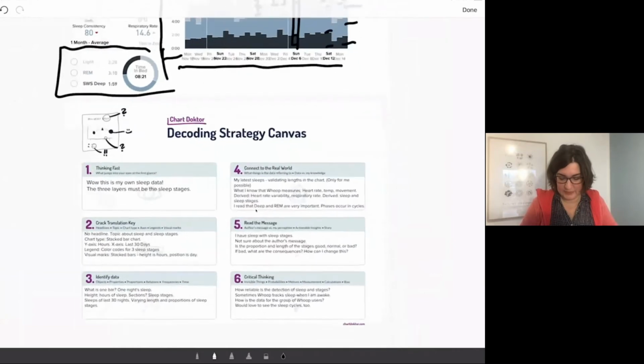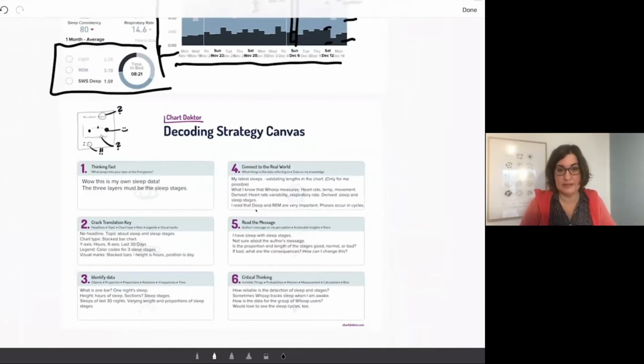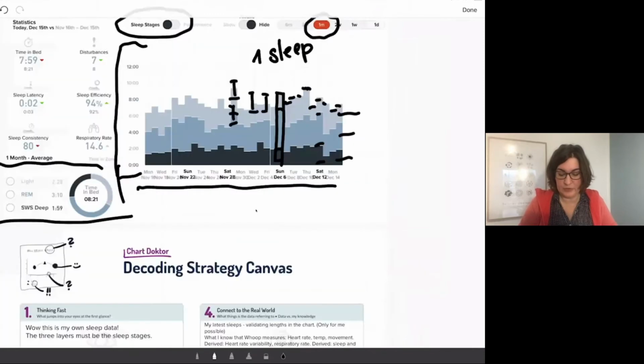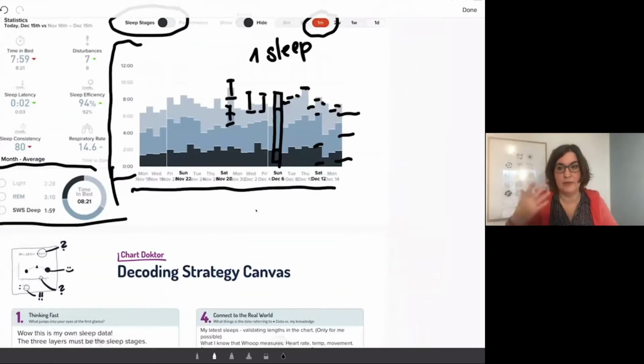And also, I'd really like to see the data from other WHOOPers. And also, I know that sometimes WHOOP collects sleep when I already know that I was awake. So maybe I know already that's not really 100% true.